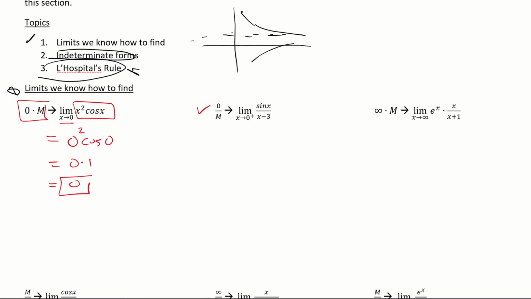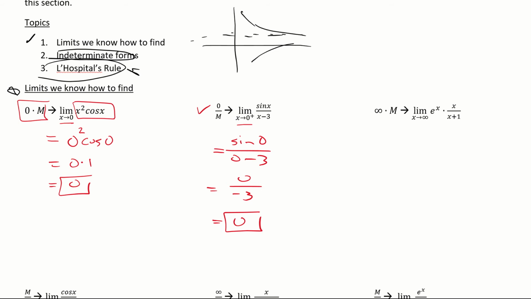We know this kind of problem if I get 0 over a number. Once again, we're approaching 0, this time from the plus side, and all I'm going to do is plug in the number. I'm going to go sine 0 over 0 minus 3. Sine of 0 is 0, over negative 3. And guess what? Answer 0 in this case. So if 0 times a number, 0 divided by a number, you get 0.